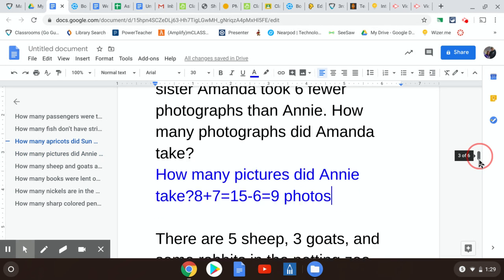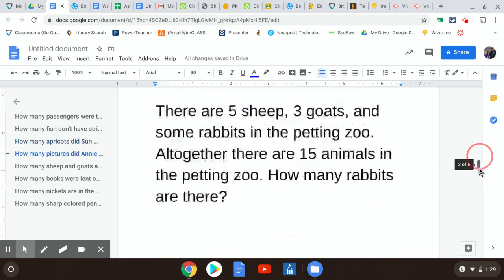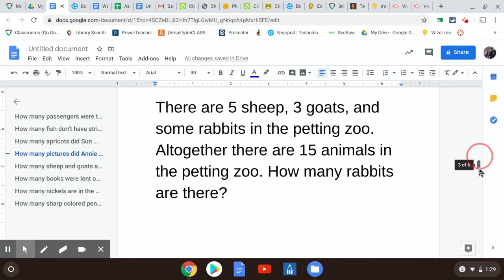Number 6. There are 5 sheep, 3 goats, and some rabbits in a petting zoo. Altogether, there are 15 animals in the petting zoo. How many rabbits are there?